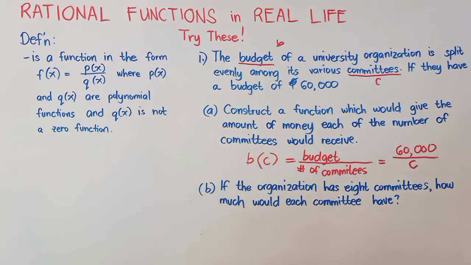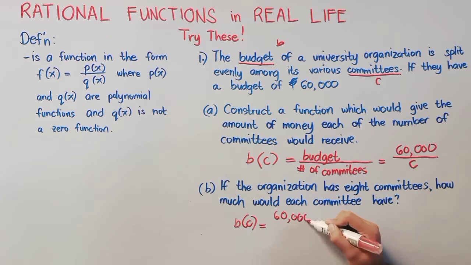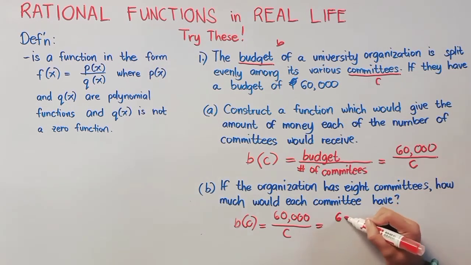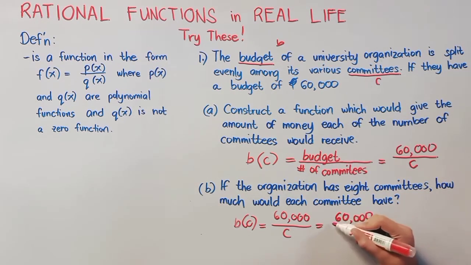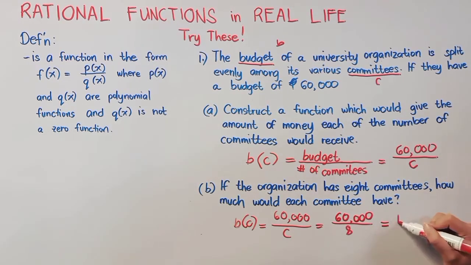Let's now have B. If the organization has 8 committees, how much would each committee have? So we will be using our function here in letter A. We have 60,000 all over C. Now our C here, or the number of committees, is 8. So we will simply replace C with 8. So 60,000 divided by 8, that will give us 7,500. Therefore, each committee will receive 7,500 pesos each.